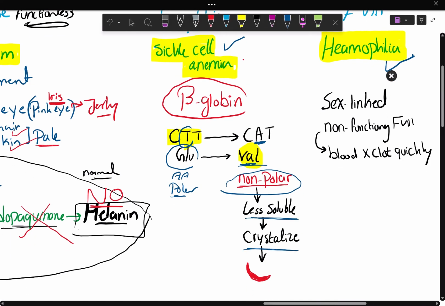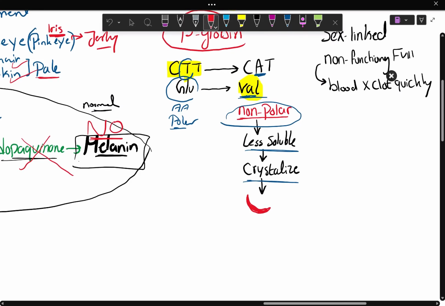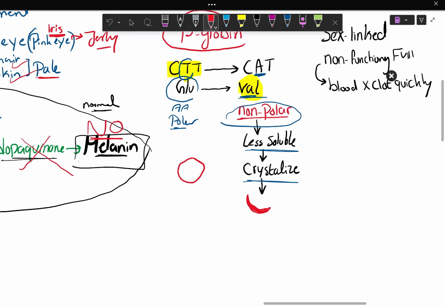So if you look at an RBC, instead of being circular and able to pass through the capillaries, it becomes sickle cell shaped. It's like a sickle. So what is the problem with the sickle cell? Firstly, it has two problems. It's smaller and has less surface area, so less oxygen will diffuse, and this person will have severe anemia, which can be fatal.